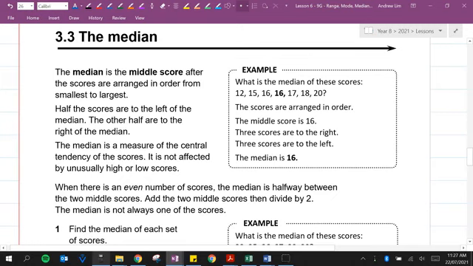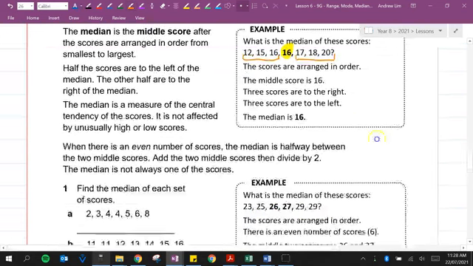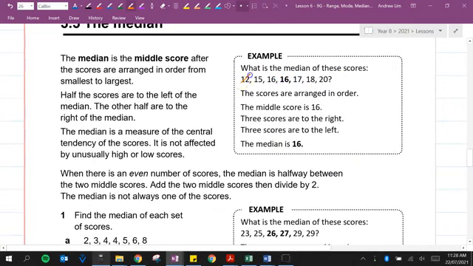So here's an example. What is the median of these scores? We've got 12, 15, 16, 16, 17, 18, and 20, and they are arranged in order from smallest to biggest. We can see that the middle score is this 16. We can see that there are 3 scores to the left of it and 3 to the right. Another way to do this is get rid of the smallest and the largest. Next smallest, next largest. Next smallest, next largest, until you're left with either 1 or 2. This one only has 1 left, and that's the middle score.